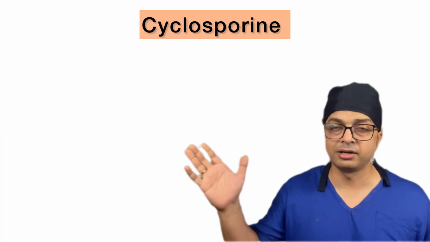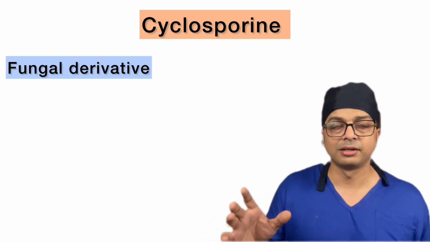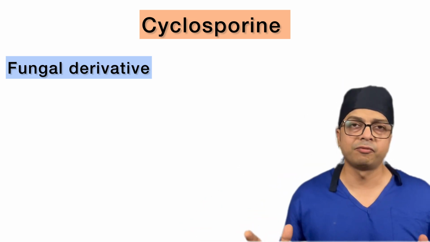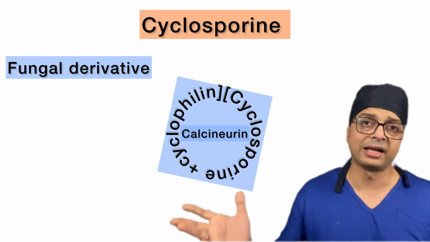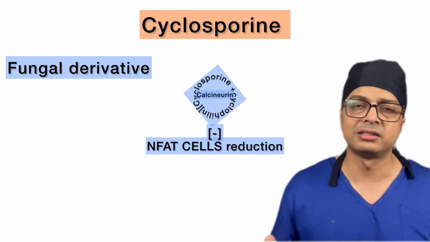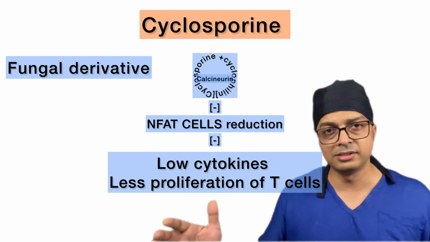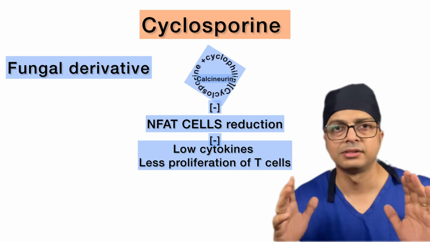So now friends, coming to calcineurin inhibitors, among these let's come to cyclosporine. Cyclosporine is a fungal derivative. It is derived from Beauveria nivea and it acts by binding to cyclophilin. Friends, this cyclosporine and cyclophilin complex binds to calcineurin and inhibits its action. The inhibition of calcineurin causes reduction of NFAT. The reduction of NFAT causes reduction in the production of cytokines and proliferation of T cells. So this is the mechanism of action of cyclosporine.